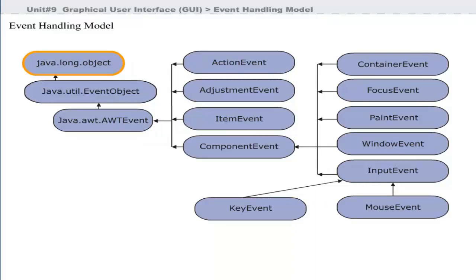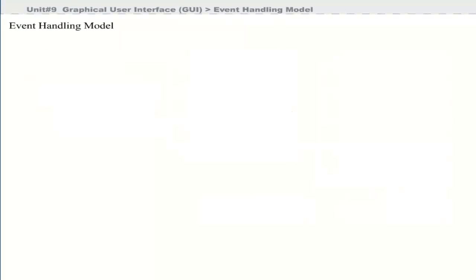The java.lang.Object class is at the top of the hierarchy, and its subclasses are EventObject and AWTEvent. This class has further different types of event classes. The ComponentEvent class has some subclasses, and one of these classes is an InputEvent class that has KeyEvent and MouseEvent classes. These handle keyboard and mouse events.